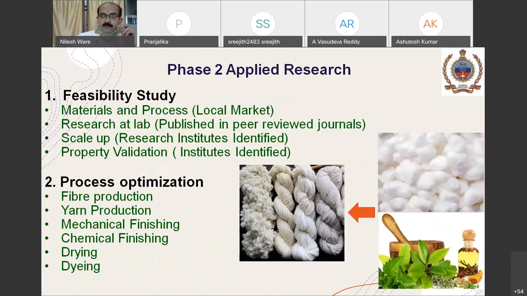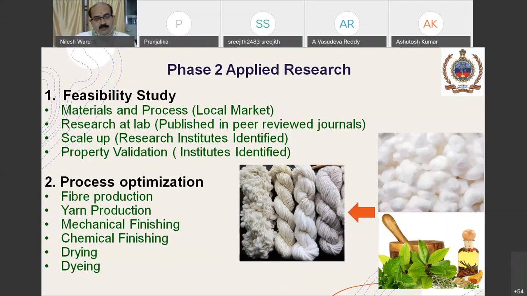Now, we filed the patent. After filing the patent, we appointed students. We got the budget. We recruited the students. I had about 4 students. I had the privilege of recruiting 4 JRF students, 2 PhDs for working on the research.